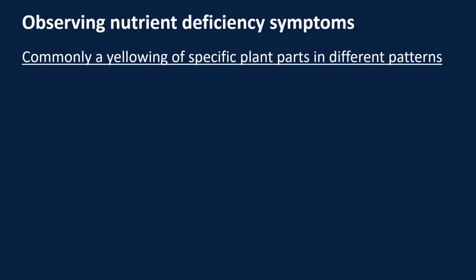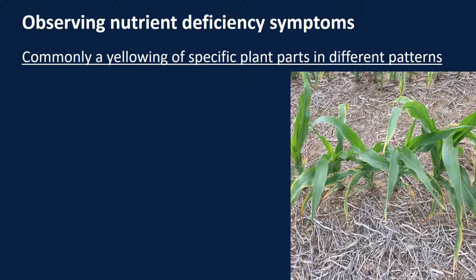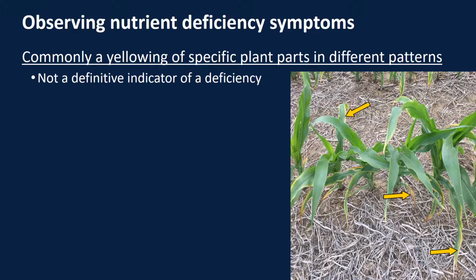So when we observe nutrient deficiency symptoms, commonly it's going to be a yellowing of a specific plant part, and there's going to be a pattern. So if we look at this plant right here, we can see different yellowing patterns. We can look over here, we can see some yellowing there, some yellowing here, some yellowing over here. And based on where that yellowing is and to what degree, it is most likely going to indicate a deficiency of some sort. However, the caveat here is these aren't always definitively a deficiency.